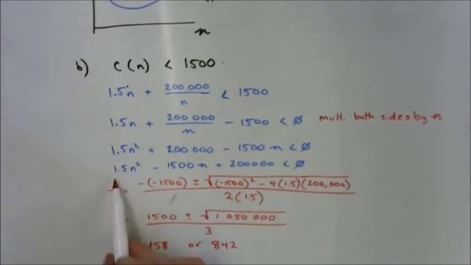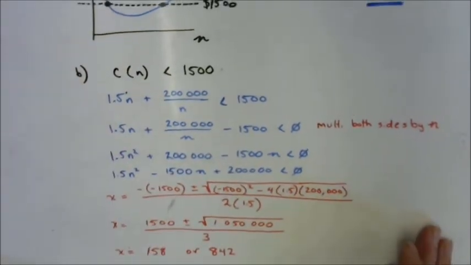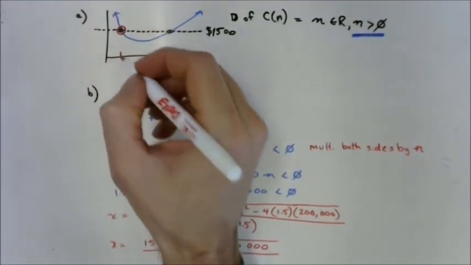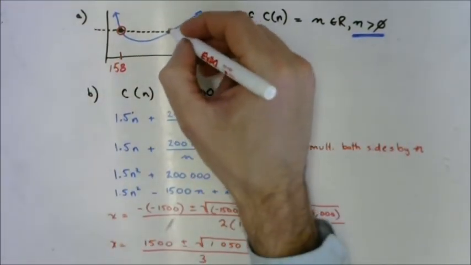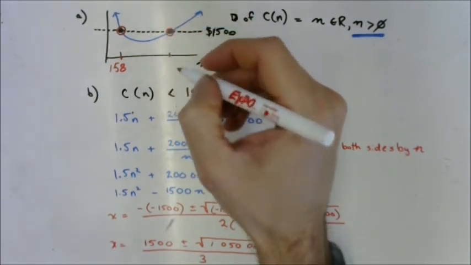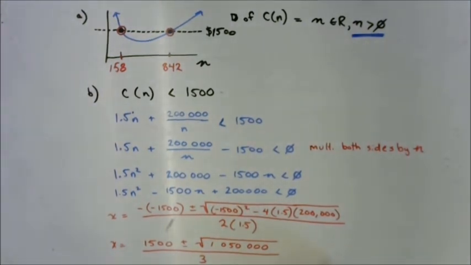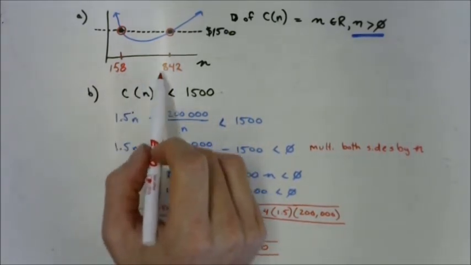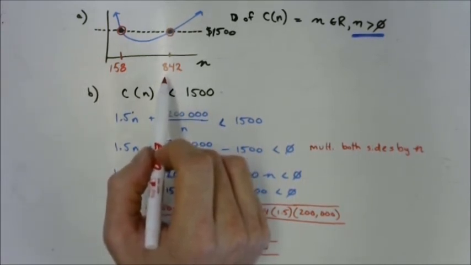Now, those are the places where they intersect. Those are the places where this function on the left equals the function on the right. So that tells us that if we scroll back up to our graph, this x value happens at 158 computers in stock, and this intersection happens at 842 computers in stock. So their cost is lower than $1,500 when they have more than 158 computers and less than 842 computers.